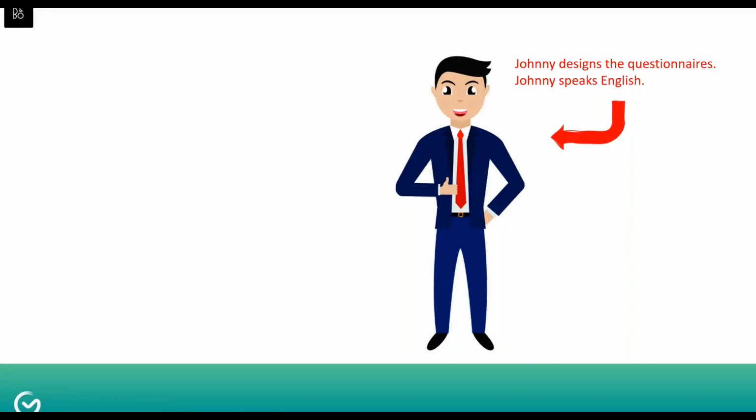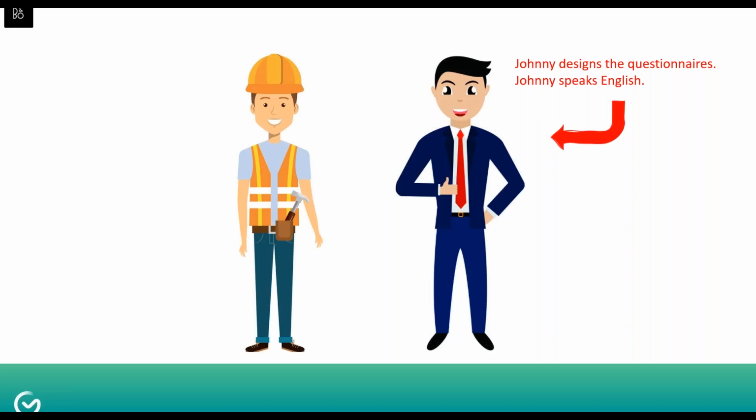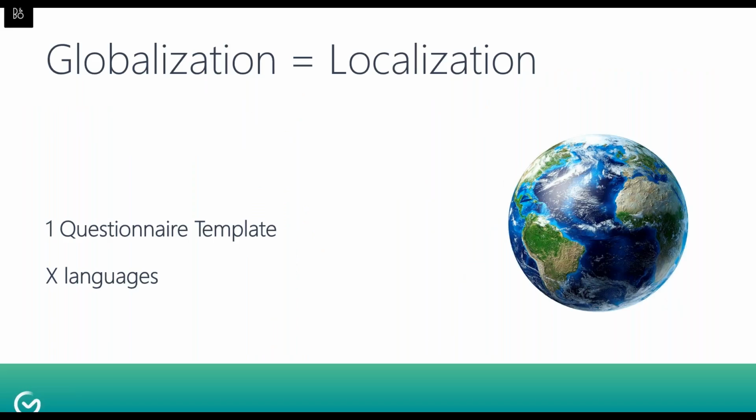You know our manager Johnny. Johnny designs the questionnaires, and Johnny speaks English. However, on the other side, there is our inspector or our mobile worker. His name is Hans and he repairs heavy machinery. However, Hans speaks German. So how do we achieve that these two people, one of whom designs the questionnaires and the other is the actual worker using the mobile app, communicate the same questions they need to answer or the same processes?